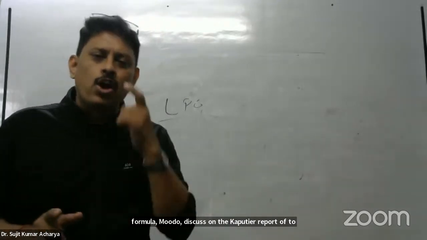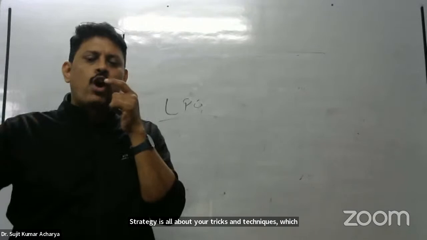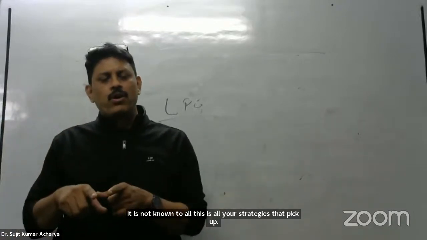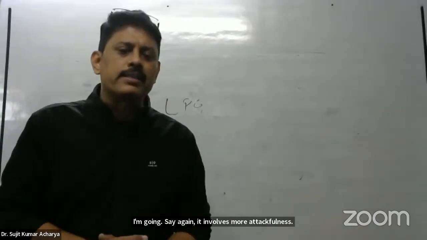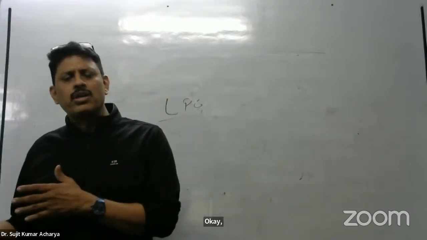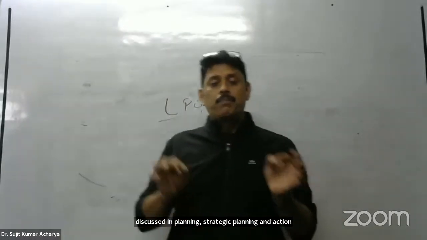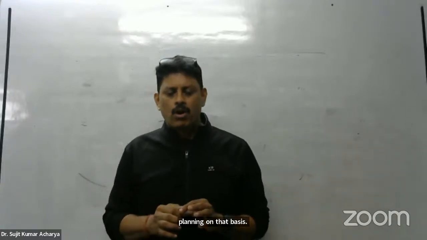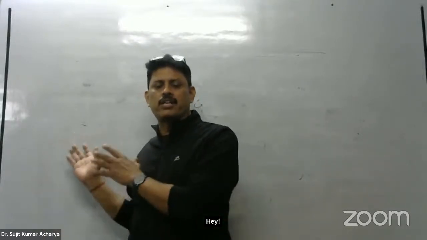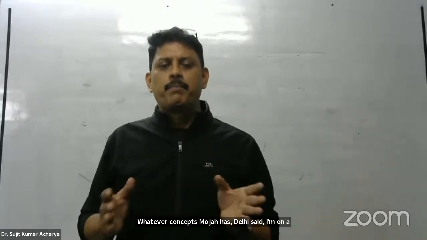Strategic is all about the tricks and techniques taken by top-level executives, which are not known to all. This is your strategy. Tactical involves more tactfulness. It is sudden and instant, and you need to implement it. Strategic decisions and action decisions can also be written. We have already discussed strategic planning and action planning, and on that basis you take decisions. It is not possible to discuss all the concepts given in the book, so please go through the book. Whatever concepts I have given, I am unable to discuss all of them, so you can prepare your own material.